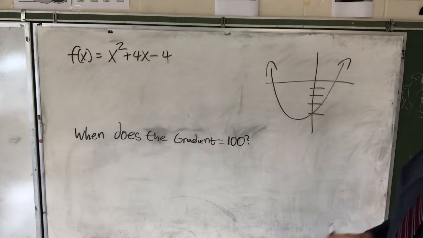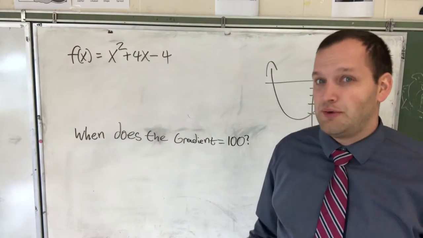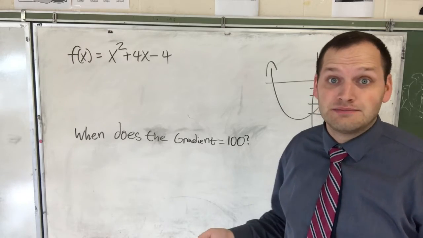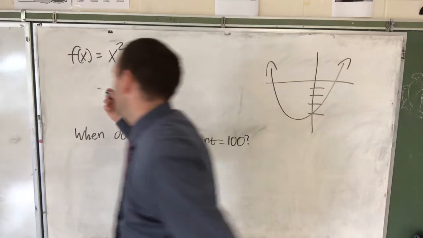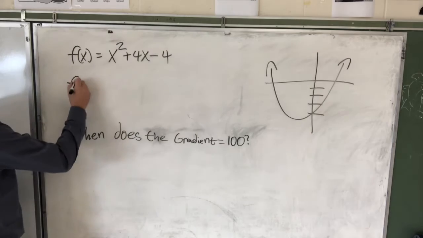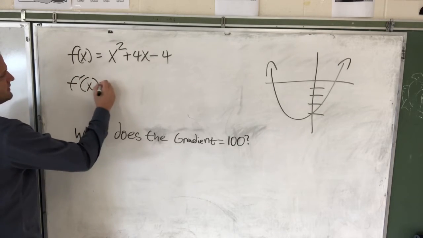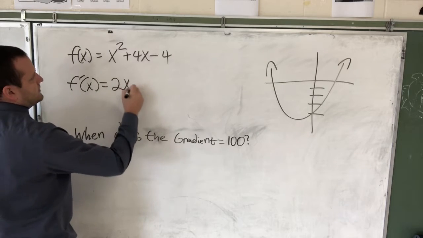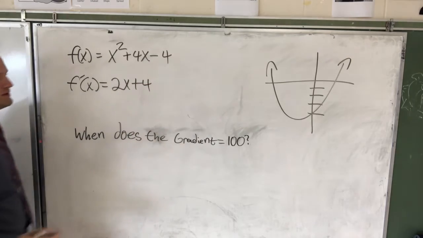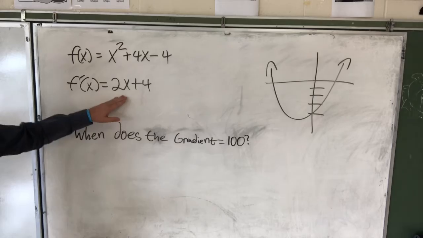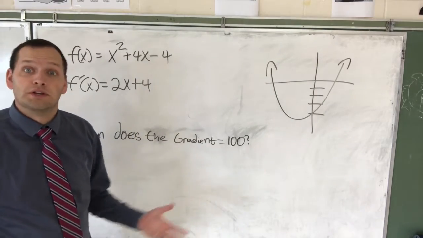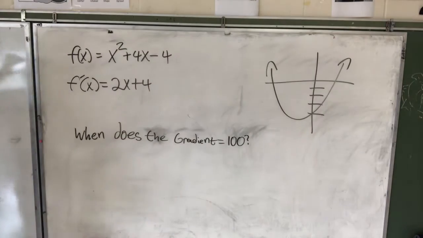Well, let's think about what we need to do that. We need to know what the equation for the gradient is. To do that, we have to find the derivative. So we're going to take f prime of x, which is 2x plus 4. That's the equation that's going to tell me the slope or the gradient at any x value, okay?